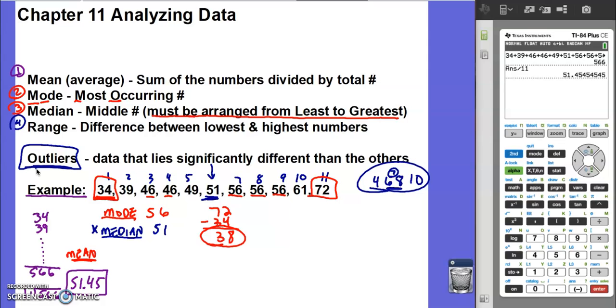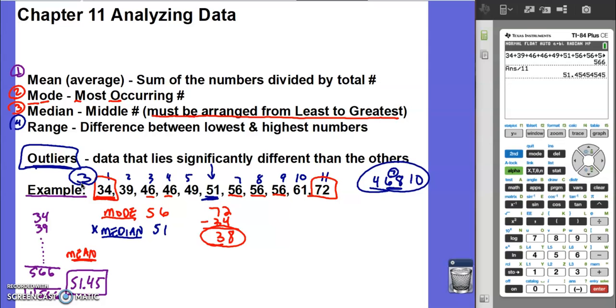They were sick, they were absent for a couple of days, they just didn't do well at all. So something that's really way off from the rest of the class. If someone scored a 3, then this would be considered an outlier, okay? Because it doesn't represent the rest of the class.